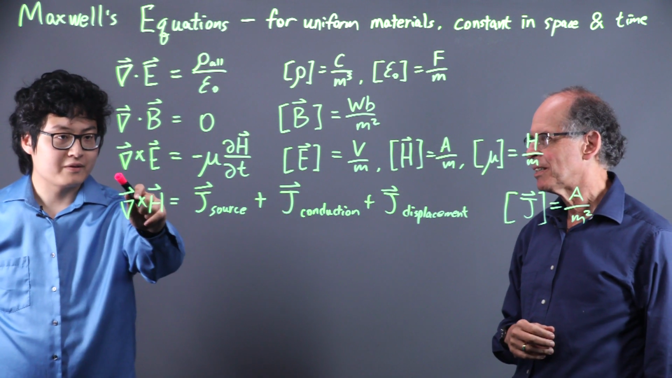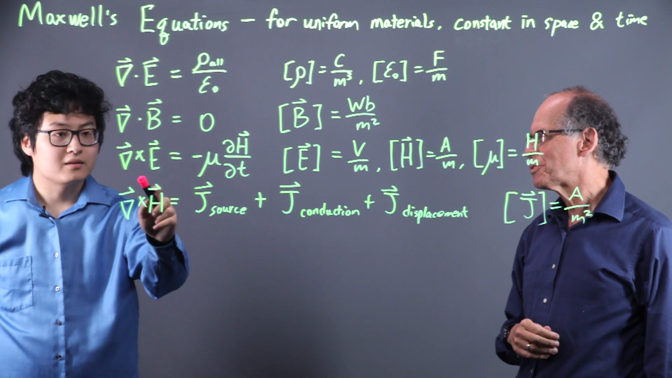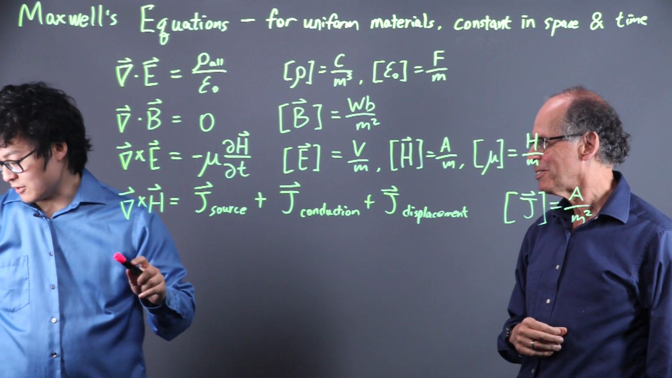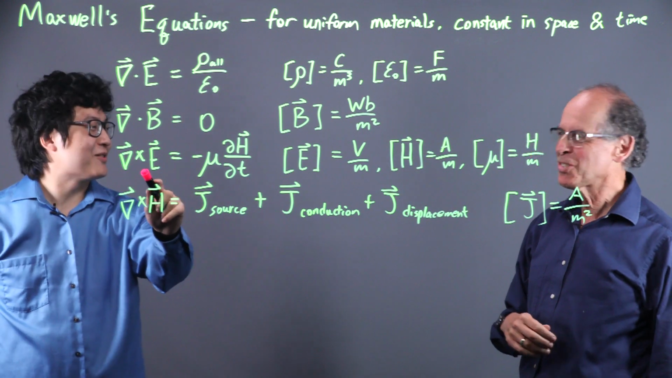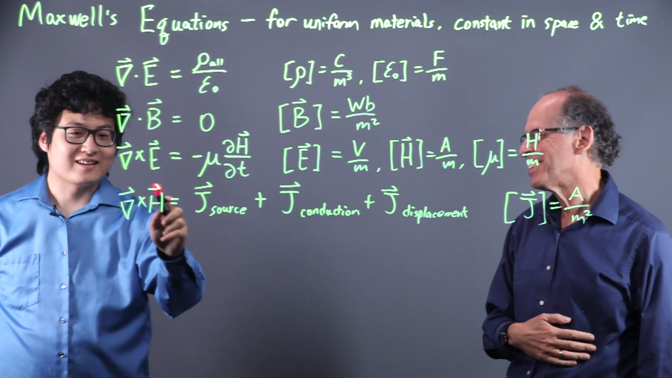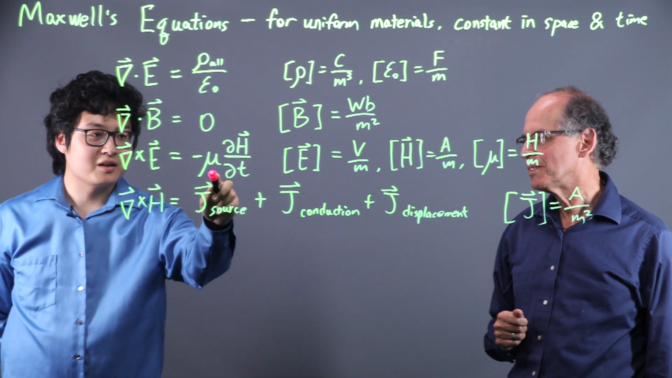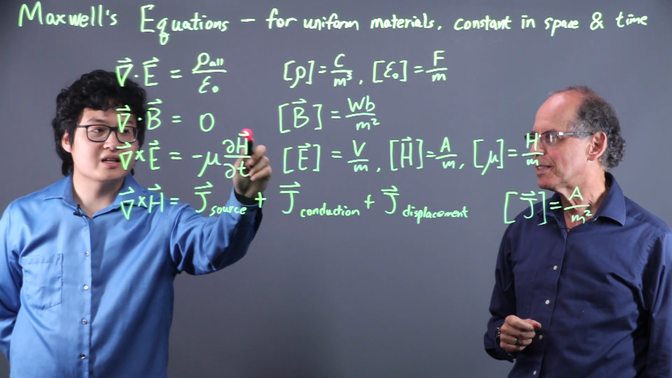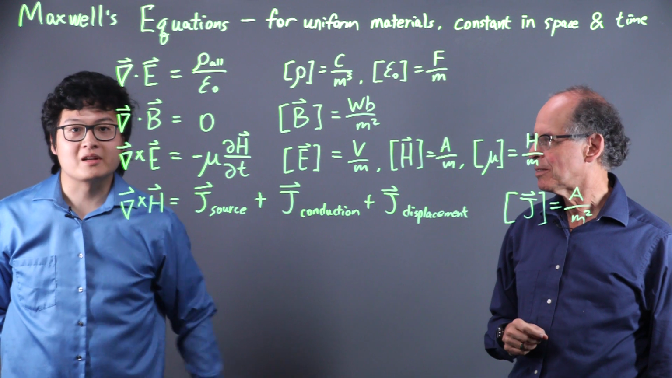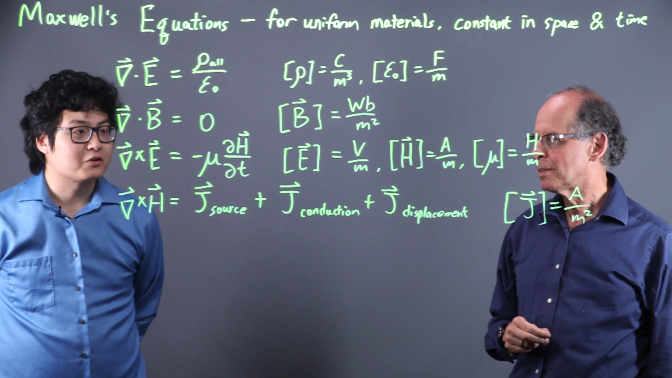And third, we have Ampere's law. Oops. Is this not Ampere? Oh, no, Faraday. That's okay. Third, we have Faraday's law. Del cross E field is the permeability times dH dt, the change in magnetic field over time.